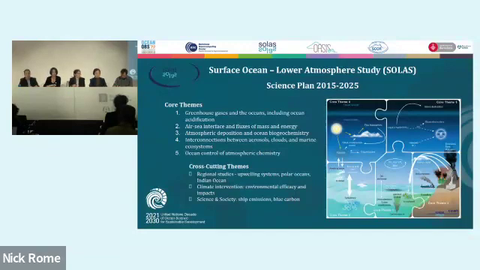Yeah, currently all the SOLAS missions are organized around the second decadal science plan, which consists of 5 core themes. The first is greenhouse gases and the ocean, including ocean acidification. The second one is the air-sea interface and the fluxes of mass and energy. The third one is about atmospheric deposition and its impact on the ocean. Then the connections between aerosols, clouds, and marine ecosystems, and how marine biogeochemical processes affect atmospheric chemistry. And we also focus on some sensitive regions with high priorities, like the Indian Ocean, polar oceans, and coastal upwelling zones.